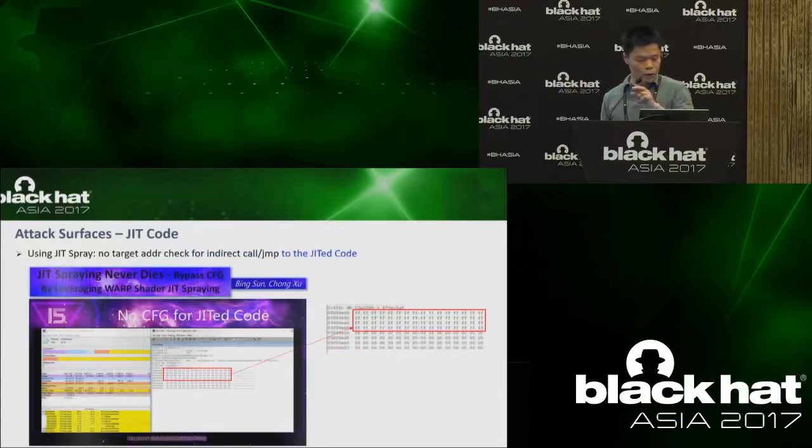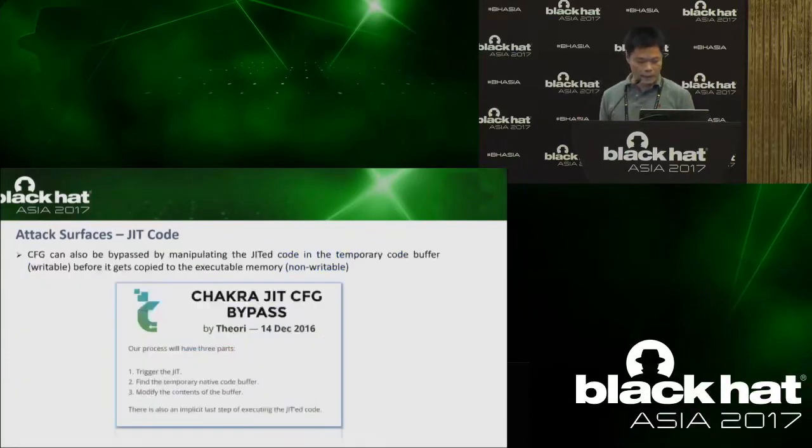The second one, using JIT spray, because there's no target address check for indirect call or indirect jump into the JIT code. The addresses are all listed as valid in the CFG bitmap. And lastly, CFG can also be bypassed by manipulating the JIT code in the temporary code buffer, which is writable, before it gets copied to the executable memory. I list the 1 research work on this attack surface.